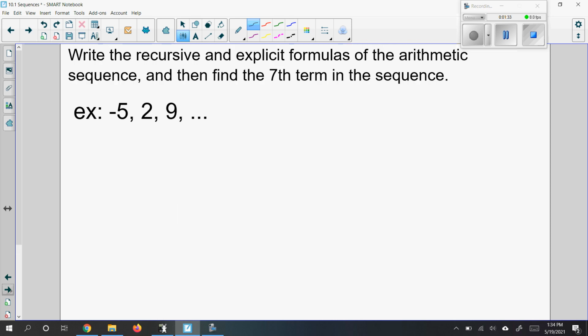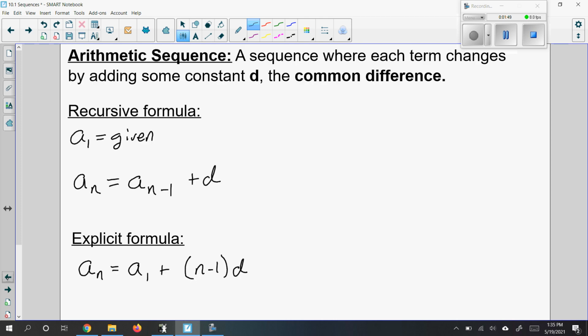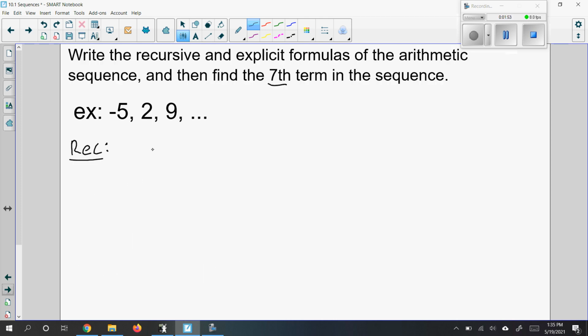So we want to write the explicit and the recursive formulas for this sequence, and find the seventh term. So let's first find the recursive formula. For the recursive formula, a sub 1 must be given. So a sub 1 in this case is negative 5. This is the first term in the sequence.